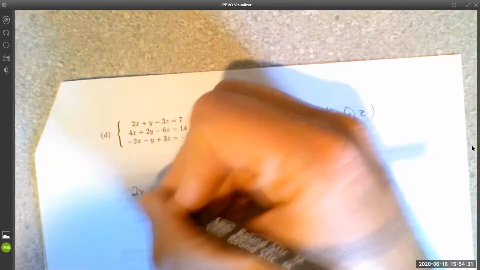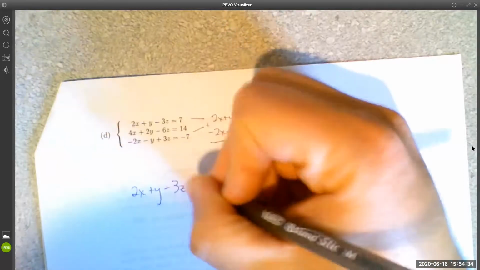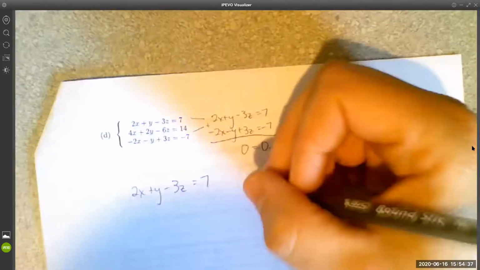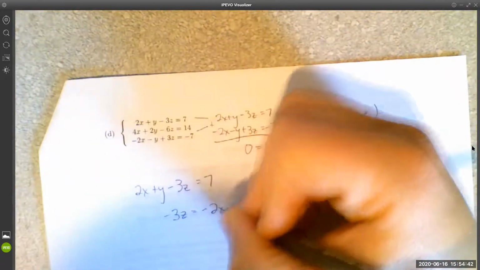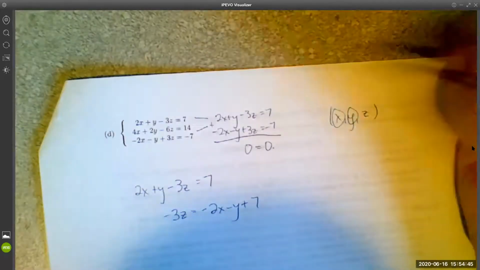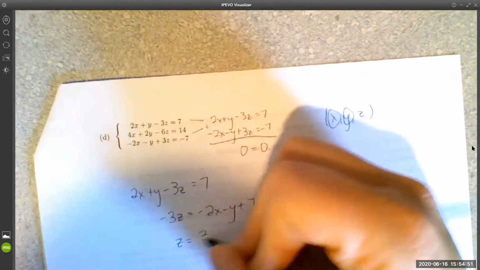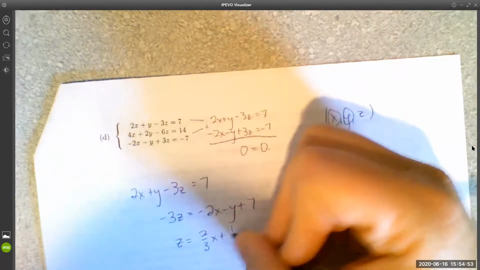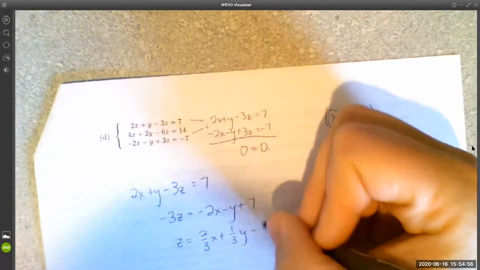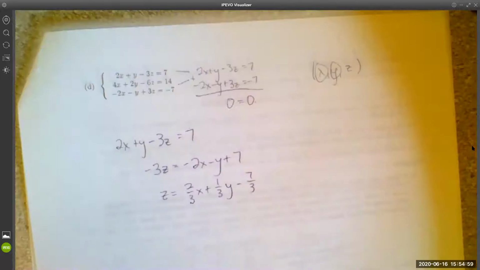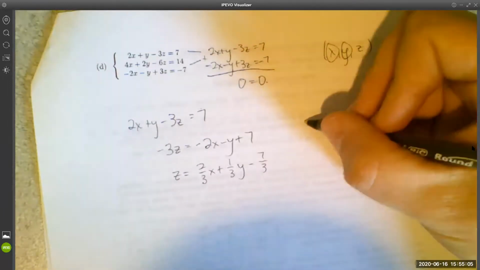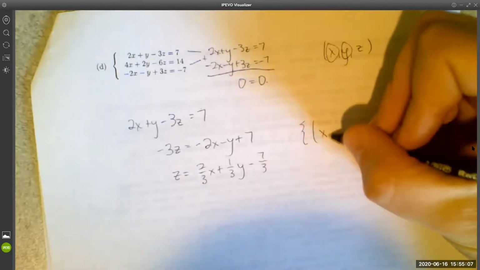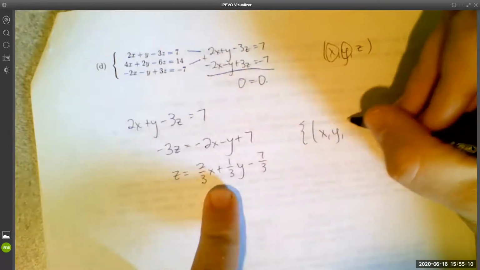So 2x plus y minus 3z equals 7. Solving this for z, I would get negative 3z equals negative 2x minus y plus 7. All right, just moving these guys over to the other side. And then dividing through by negative 3, z equals 2/3 x plus 1/3 y minus 7/3. So my solution set is going to look like this. It's going to look like numbers of the form x, y, z.